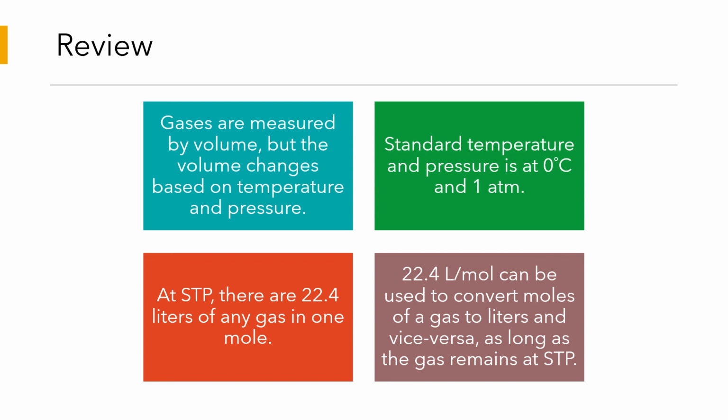Let's take a quick moment to review. Gases are measured by volume, but the volume is susceptible to change based on the container it is in, the temperature, and the pressure. Standard temperature and pressure, or STP, is a metric used to control these variables. The temperature at STP is 0 degrees Celsius, and the pressure is 1 atmosphere. At STP, there are 22.4 liters in every mole of any gas. 22.4 liters per mole can be used as a conversion factor to convert the volumes of gases into moles or vice versa, as long as the gas remains at STP.